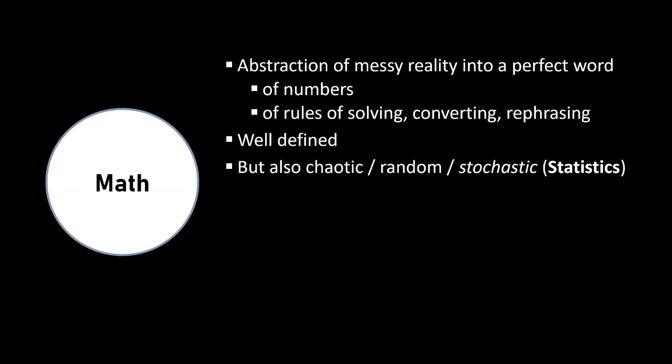It is often well defined, right? We have some exact definitions of things we are working with. We will see this in the next class, where we will start defining some basic stuff that we will be working with. But there is also space to describe some chaotic or random or stochastic behavior, so something with statistics, where we don't know how it will work out exactly all the time, but we know how it works usually, from some experiments.